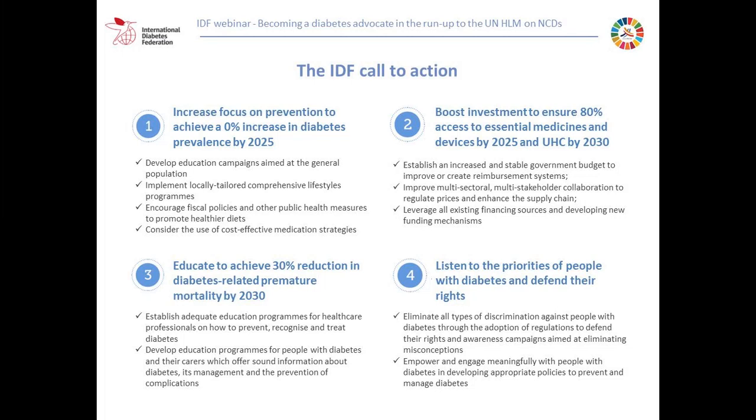The fourth component and the final one is listening to the priorities of people with diabetes and defending their rights. So in many countries, there have been many advances when it comes to this particular component, but we know that there are still many countries where people with diabetes face discrimination. So we believe it is important that governments adopt regulations to defend their rights and also have awareness campaigns so they eliminate the misconceptions that people frequently have about diabetes. And also, we believe that people with diabetes need to be engaged in developing the policies that the countries have to prevent and to manage diabetes.